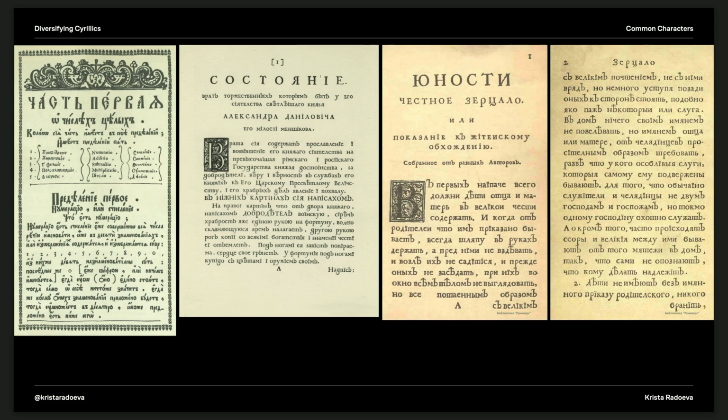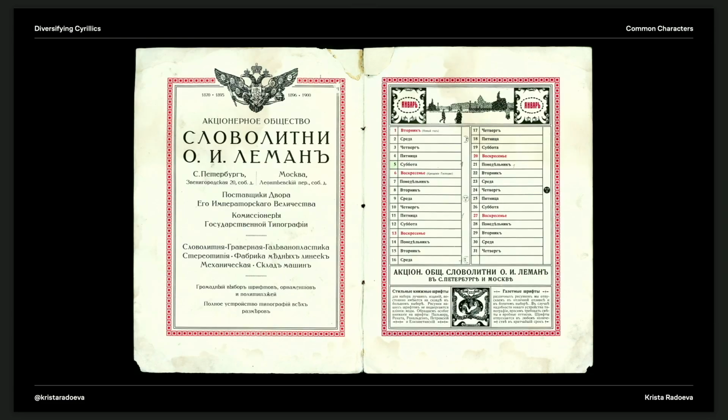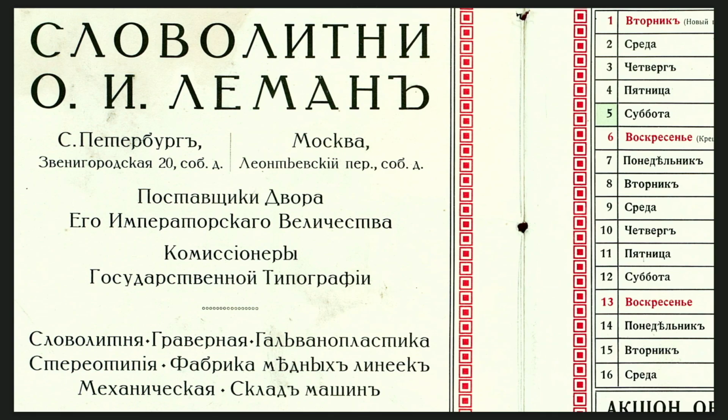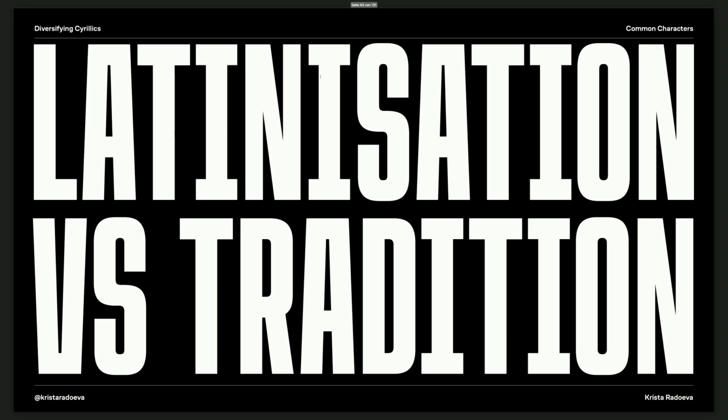But to be fair, this was only the start. The civil type, the actual metal type, didn't last long, and it was just the starting point.